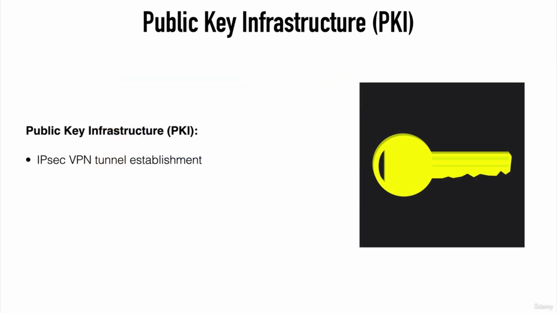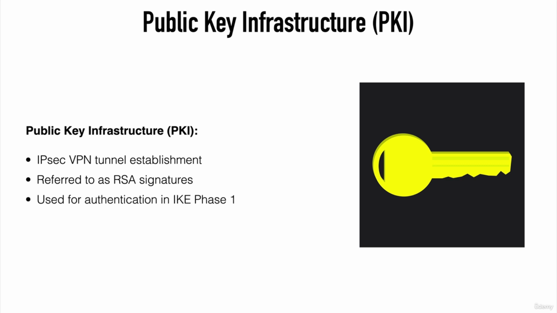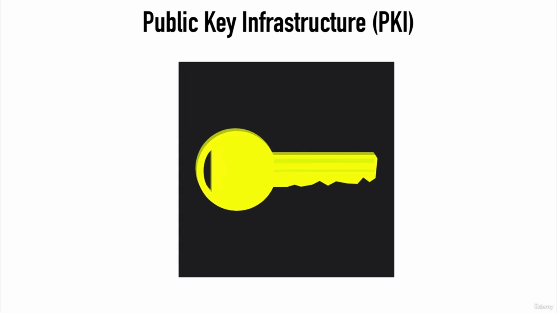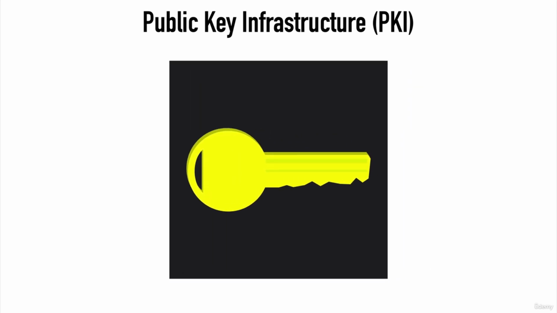Now you may be thinking, this sounds really complex. Why is this important? Well, this exact type of authentication happens in both directions with an IPsec VPN tunnel if the peers are using digital signatures. These signatures are referred to as RSA signatures. These are used by IPsec for authentication in IKE Phase 1 when building a VPN tunnel. So that's a look at public key infrastructure, or PKI.